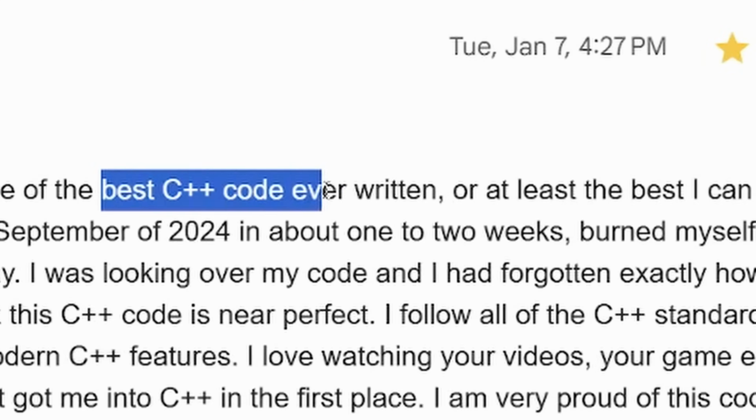Alright, best C++ code ever written. You all wanted more, so here we are. If you have no idea what I'm talking about, check out the first video here. Someone sent in some code that they claimed was the best C++ code ever written. And of course, that leaves me trying to figure out whether or not it is.